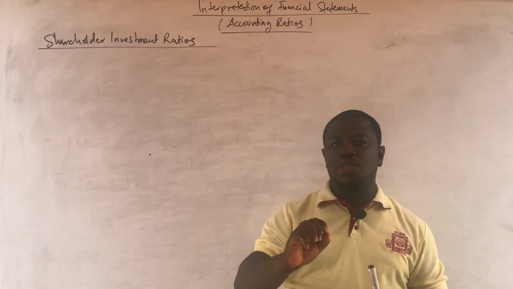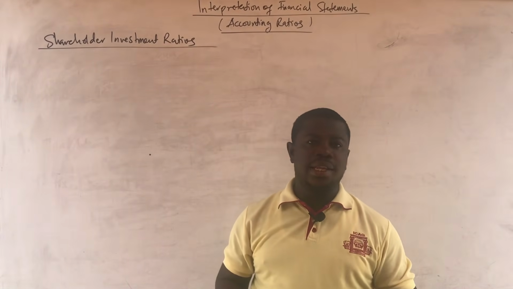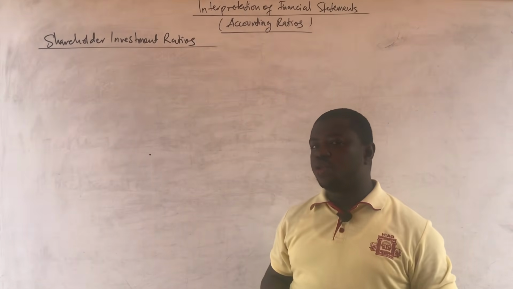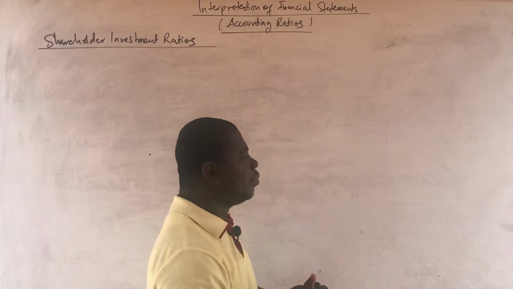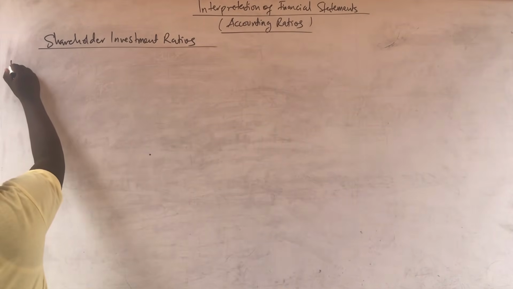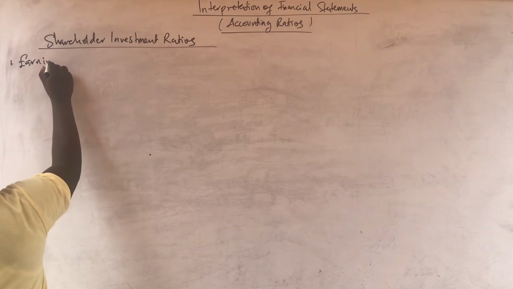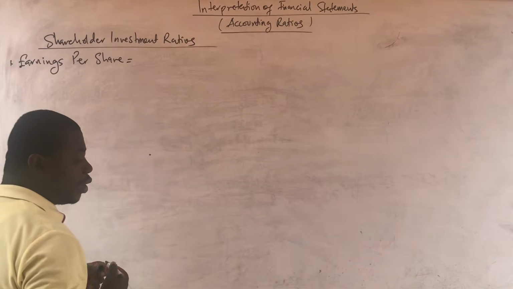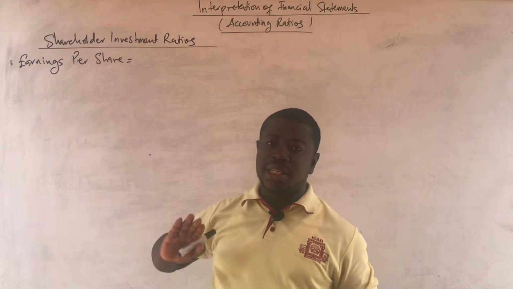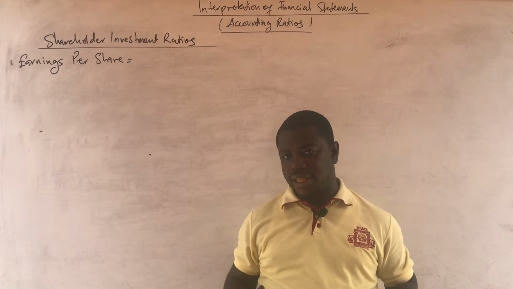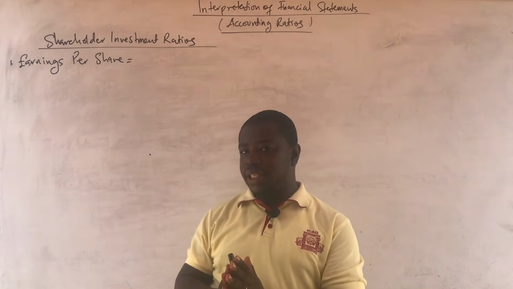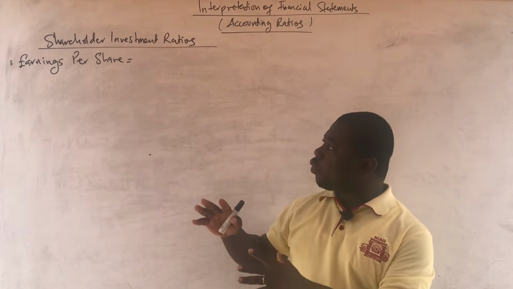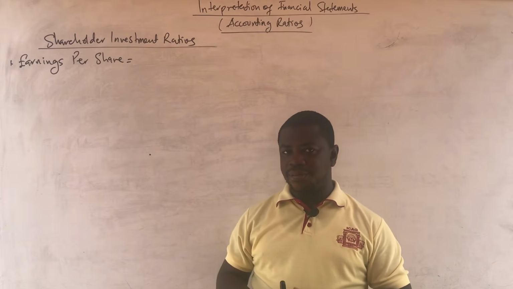Now, there are some key ratios that are used for this analysis. And that is what we are going to focus on. The key ones. And the first one that I'm going to talk about is your earnings per share. Very, very important ratio. In fact, this is an accounting standard on its own, IAS 33. And we are going to look at that later into detail. But for now, we are just going to look at the basic earnings per share and the formula for that. And then we are going to use that to analyze our financial statements.